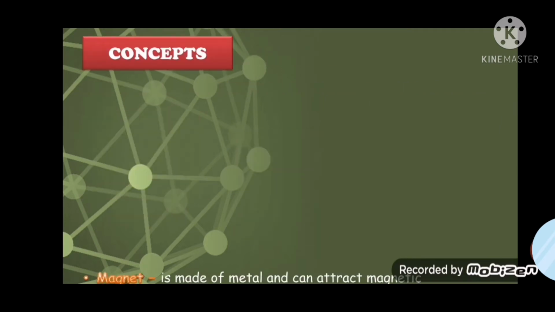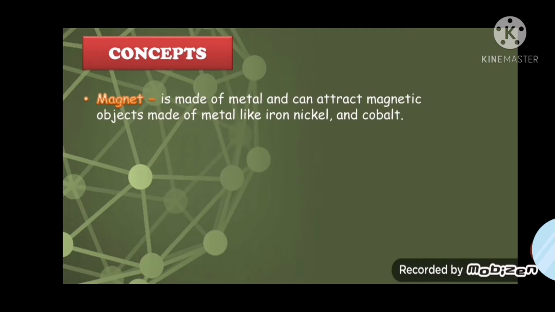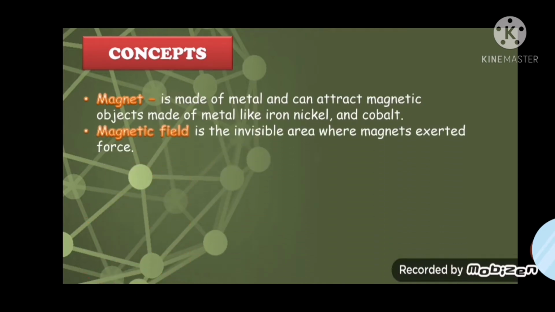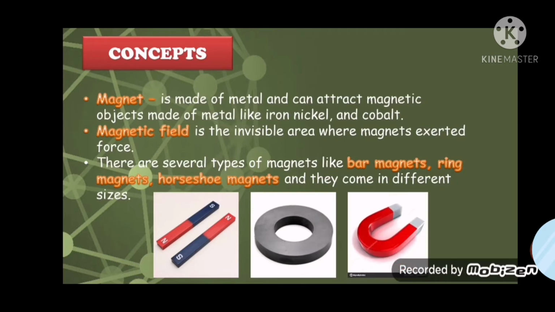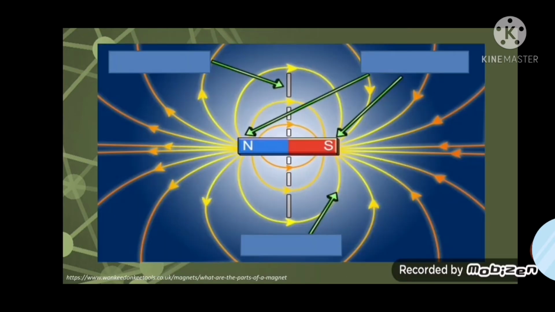And these are the concepts that we had discussed last video. That magnet is made of metal and can attract magnetic objects made of metal like iron, nickel, and cobalt. Magnetic field is the invisible area where magnets exerted force. There are several types of magnets like bar magnets, ring magnets, horseshoe magnets, and they come in different sizes. And now, let's talk about magnetic field. We all know that magnetic field is the invisible area where the magnet exerted force.